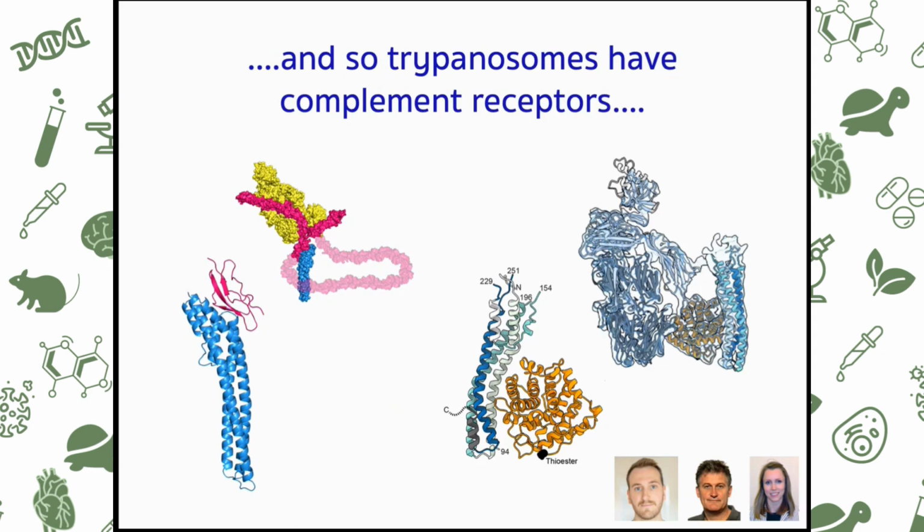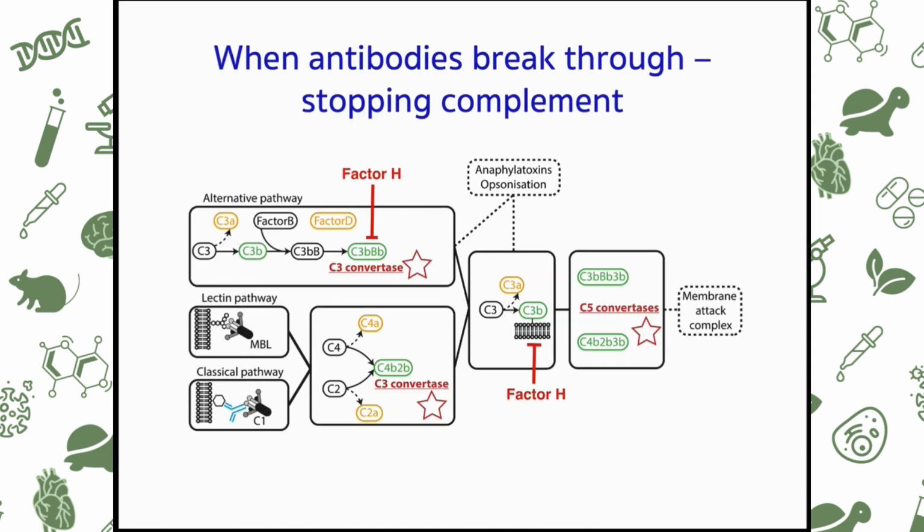So how does this work? It turns out that trypanosome receptors have a number of ways of targeting this cascade. They have a receptor which binds to C3, and they have a receptor which recruits factor H. Now, many of your cells recruit factor H, and the purpose of your cells recruiting factor H is that factor H stops C3 from being deposited onto your cells and stops your cells from being killed.